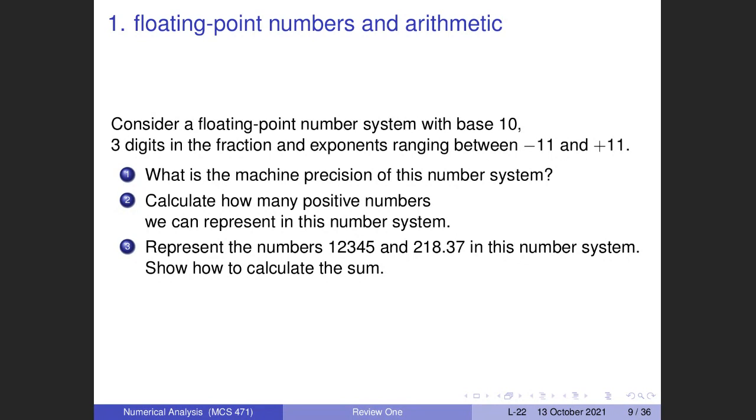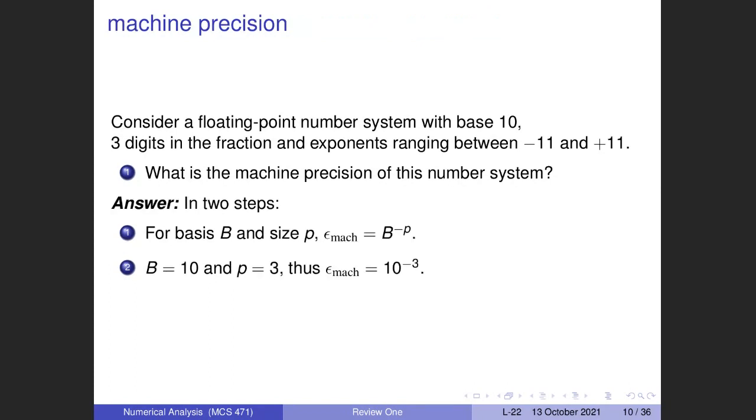We have a floating point number system with limited accuracy, only 3 digits in the fraction, and the exponents ranging between -11 and 11. The question is then, what is the machine precision? How many positive numbers are there? Remember the slide on the number system. And how does an addition work in floating point arithmetic? All right, what is the machine precision?